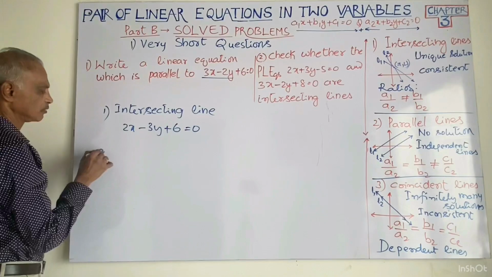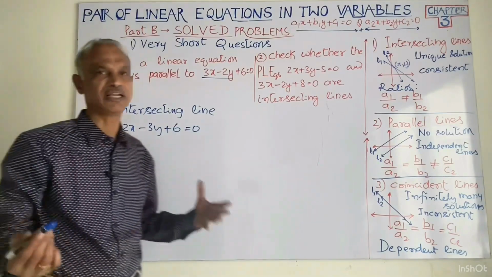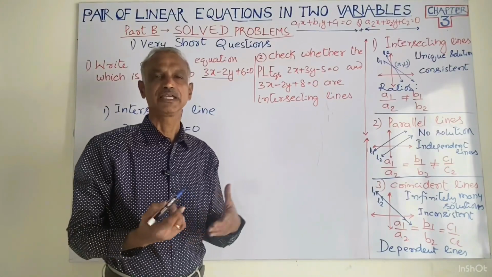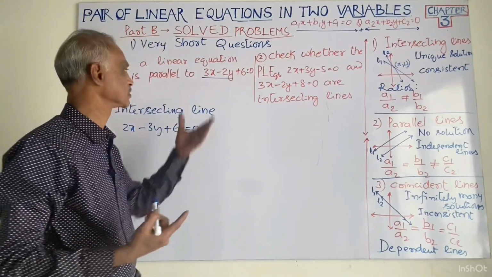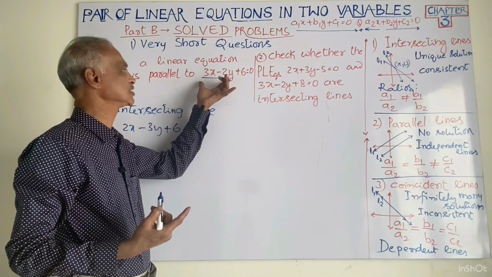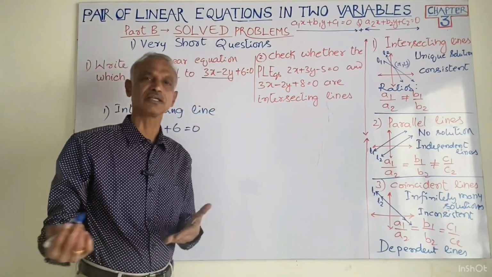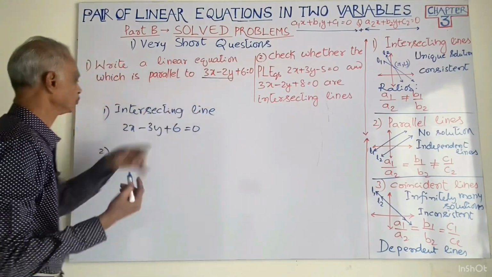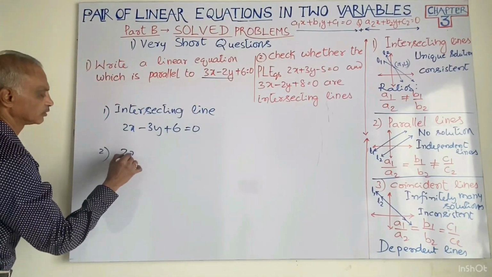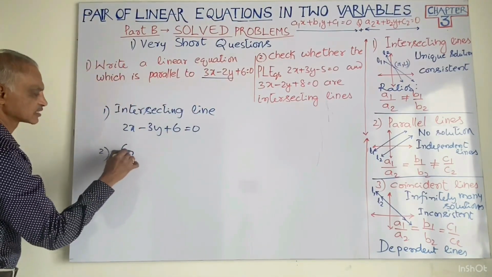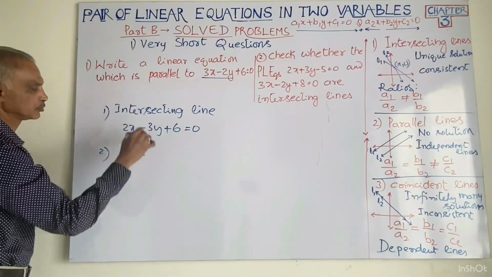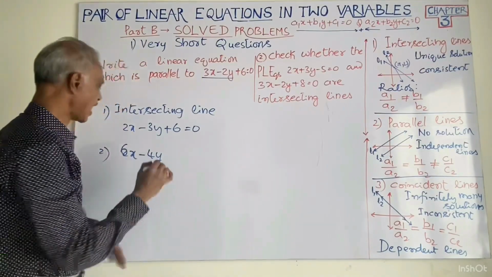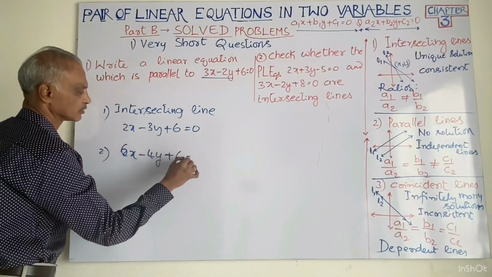Number 2. We have to write a parallel line to it. I have already told you in part A, basic concepts. Just multiply this with 2, 3 or anything, a constant. Let us multiply this with 2. 2 into 3, 6x minus 2 into 2, 4y, and don't touch 6. Keep it as it is. Plus 6 is equal to 0.